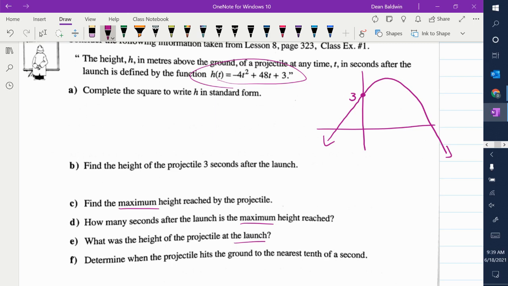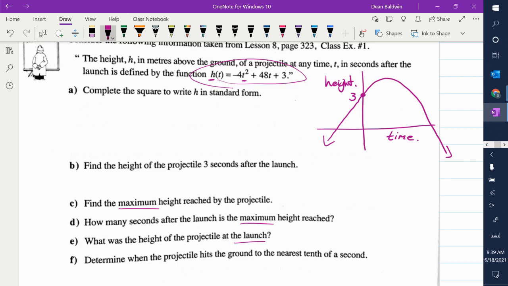Now, the only thing that's a little different here is we're not doing x's and y's. We're doing h, which represents height, and t, which represents time. T is where x's normally are. That means your time is along there. And h, the height, is where y usually is, so it's on this bit. Okay.